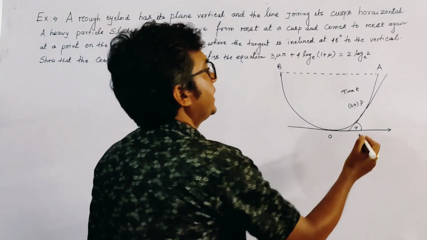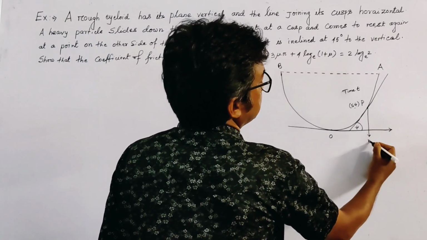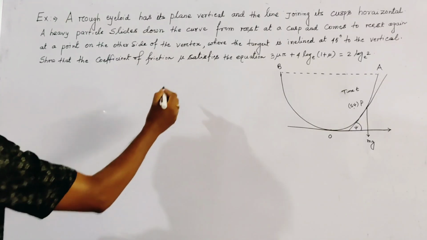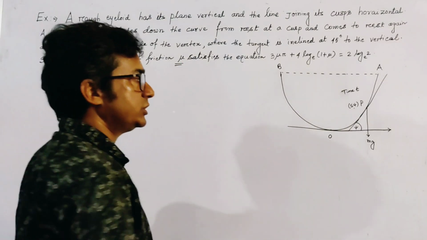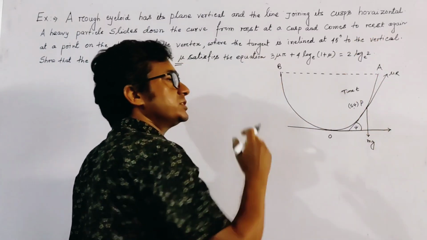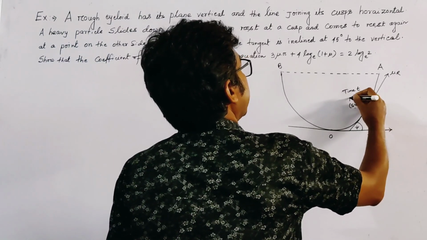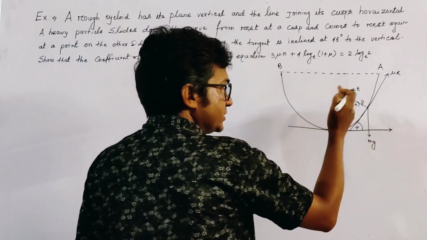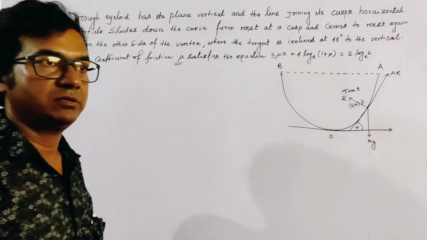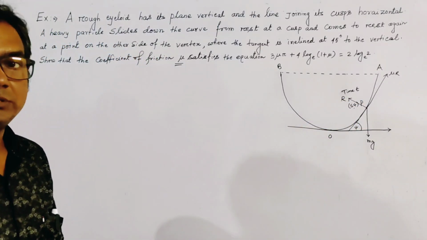Okay, and here the weight mg acts vertically downwards, and since it is a rough cycloid with coefficient of friction mu, there will be a frictional force mu R acting opposite to the tangent. And this is the normal reaction, acting along the inward normal. This is R. This is our general point, and these are all the forces.